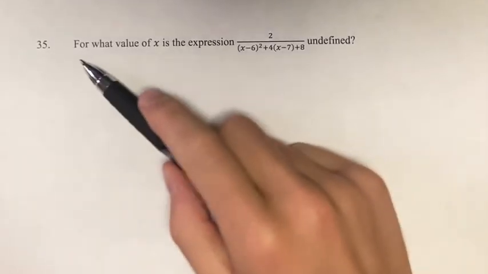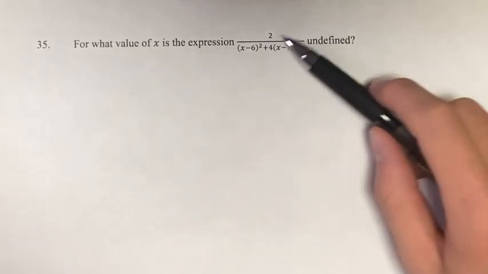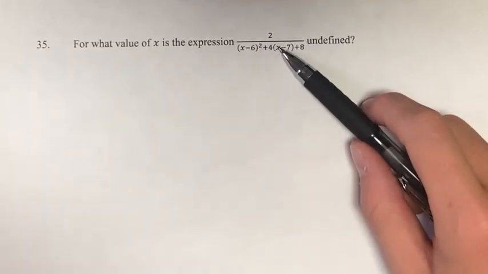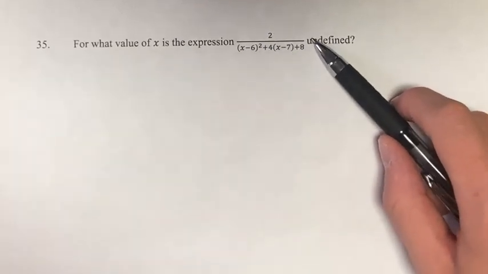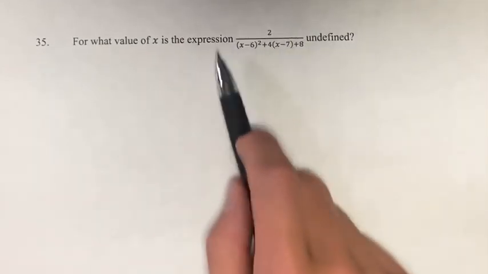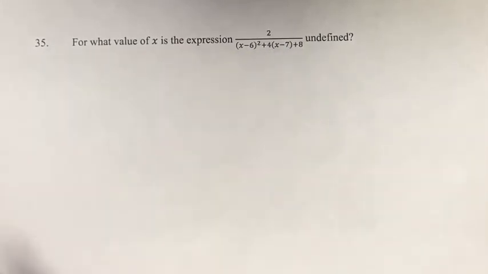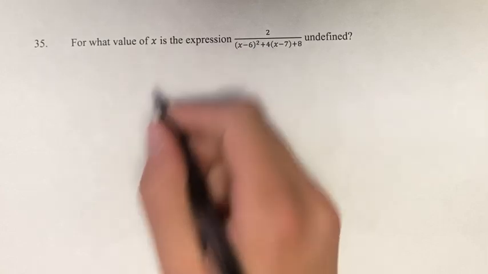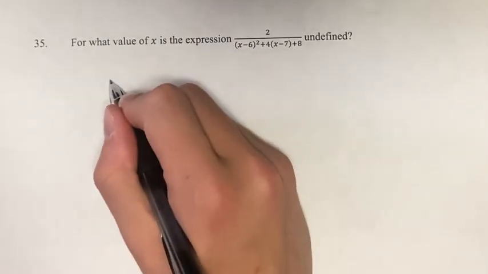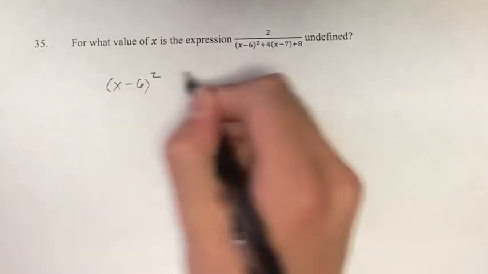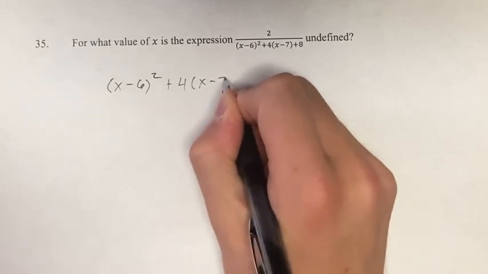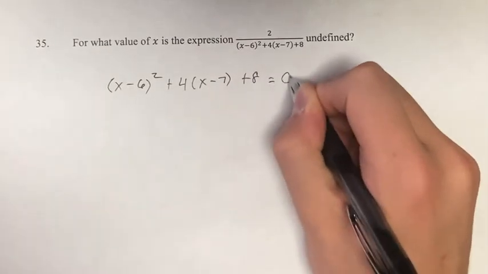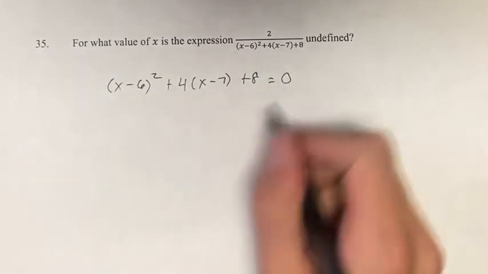In this problem we're asked: for what value of x is the expression 2 divided by (x minus 6) squared plus 4 times (x minus 7) plus 8 undefined? So this expression is undefined when the denominator is equal to 0. So to find what value of x this expression is undefined, we have to set the denominator equal to 0. So all of this is equal to 0, and now we can solve.